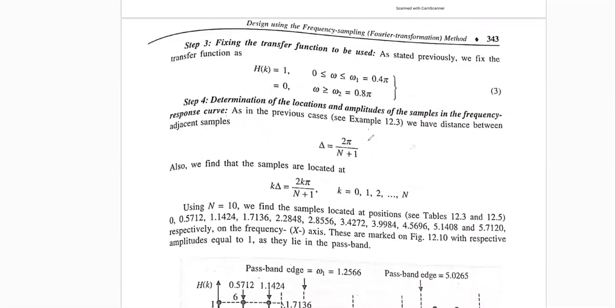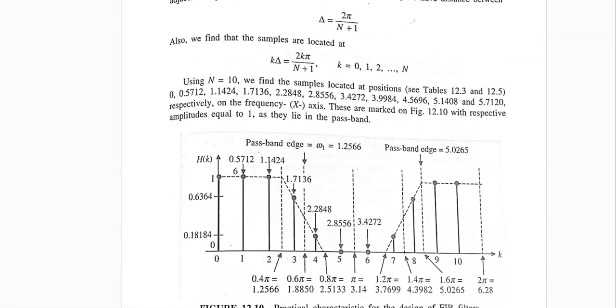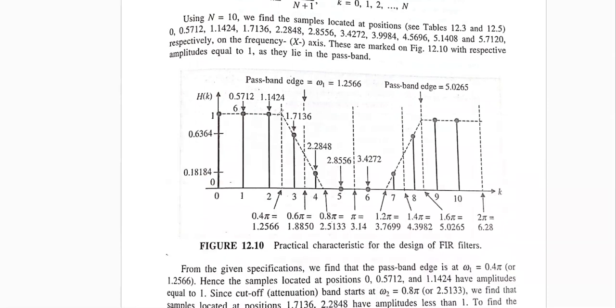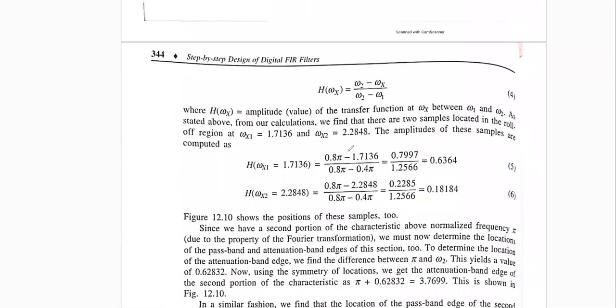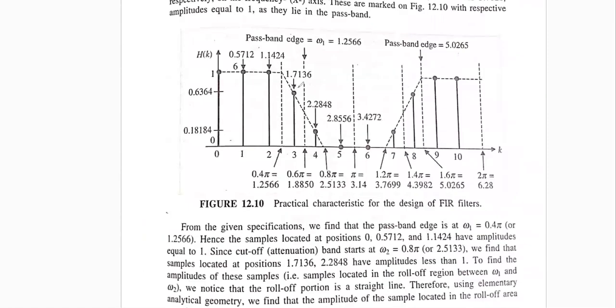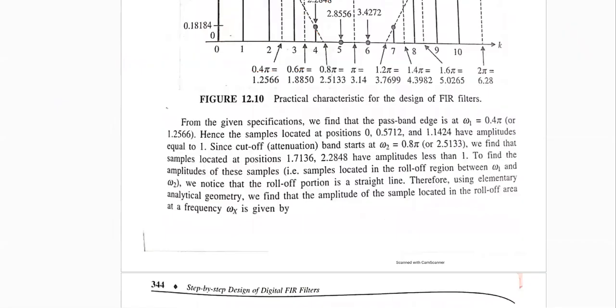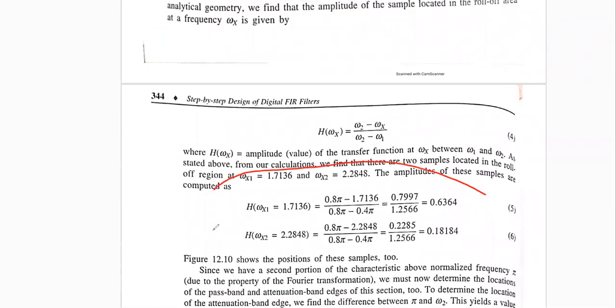Then this is the resolution, 2 pi divided by N plus 1. They are finding the position, what the positions are. After finding the position, they are finding the magnitude. Okay, so we need to find the magnitude of this location. This is not critical. You'll find the magnitude is 1. These 2 locations are critical. For these 2 positions, what are the amplitudes? They found those amplitudes here. Okay, so follow this and you'll find it.